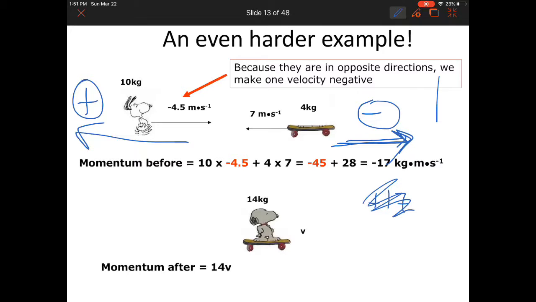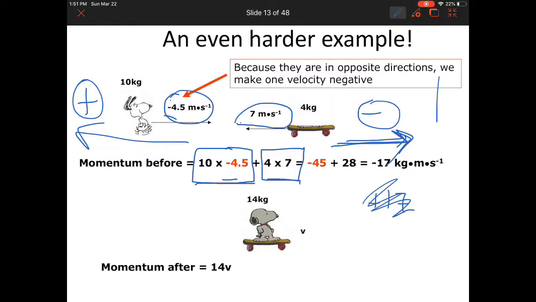The momentum before, let's say Snoopy here, 10 kg times his velocity. And remember, 7 and 4.5 cannot have the same sign, positive and negative. If they had the same sign, it would imply that Snoopy and the skateboard were traveling in the same direction, which is false. Okay, so we have Snoopy with negative velocity, the skateboard with a positive velocity, but it's only 4 kg. So we have 10 kg Snoopy times his velocity, 4 kg skateboard times its velocity.